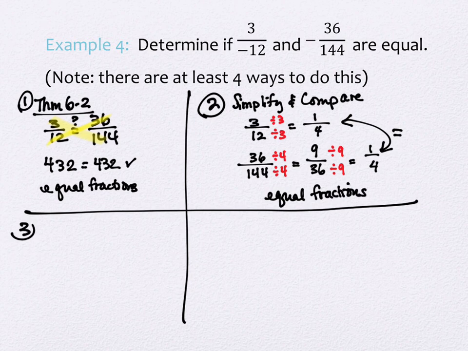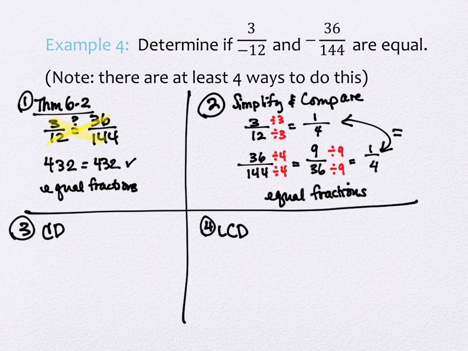Let's do common denominator next. Common denominator simply means the denominators need to be the same. Our fourth one that we're going to do here is going to be the least common denominator. So yes, it's a common denominator, but it's the smallest one available. So we're going to do common denominator first.